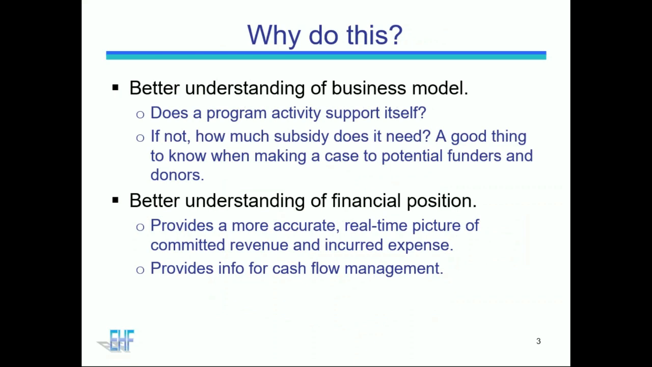Why would we want to do this? Well, aligning income and expenses helps organizations to understand their business model and determine whether certain activities have a surplus or how much they might need to be subsidized. This can be helpful in making a compelling case to funders. For example, you can only know that ticket sales and direct sponsorships cover just 55% of the cost to mount a theater production if you have aligned the relevant income and expense.